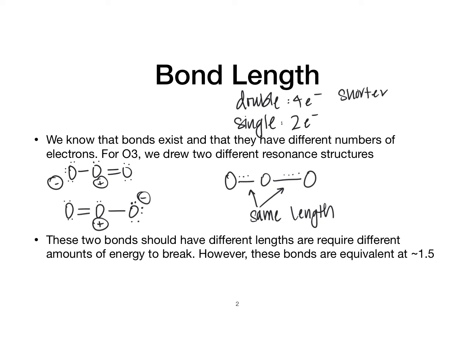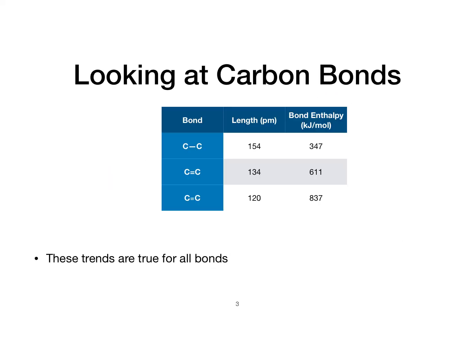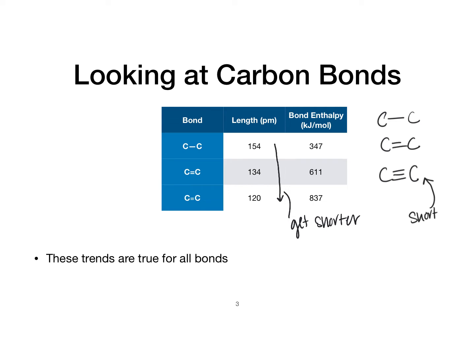So let's think about this in terms of a carbon bond: a carbon-carbon single bond versus a triple bond. What we see when we look at just the length is that as we go down, they get shorter. So we have a carbon-carbon single bond, a carbon double bond, and a carbon triple bond. This one is the shortest. What we'll see in later videos is that these triple bonds hold the atoms tighter and tighter together, and we can measure that by looking at the bond enthalpy.